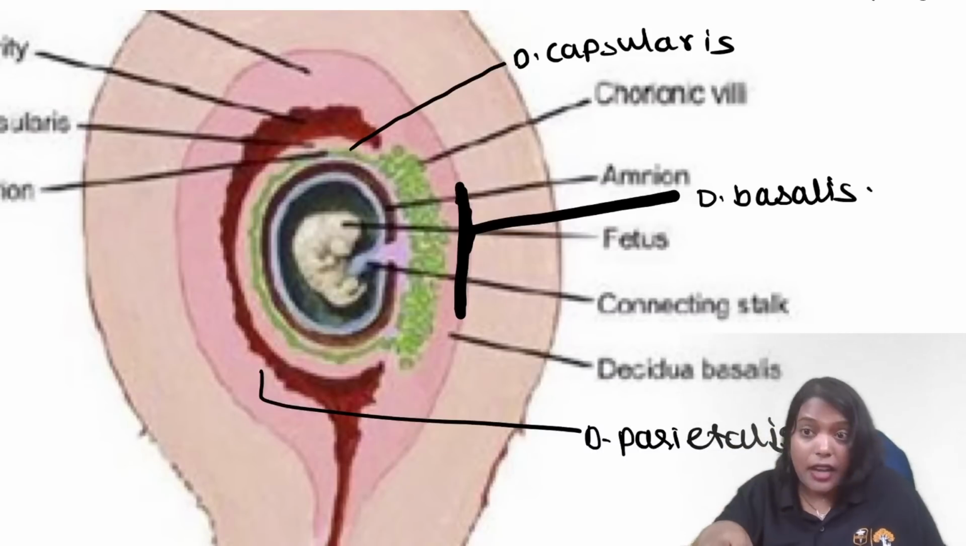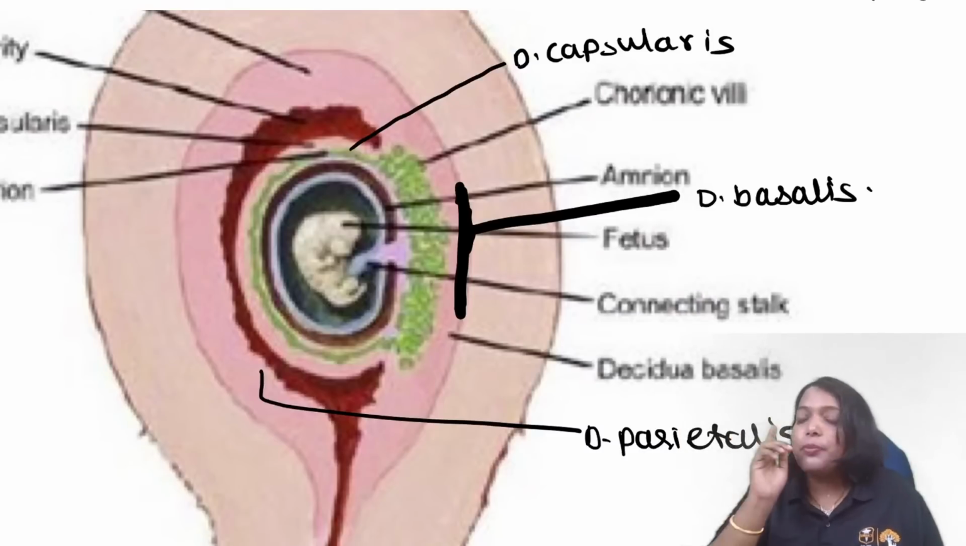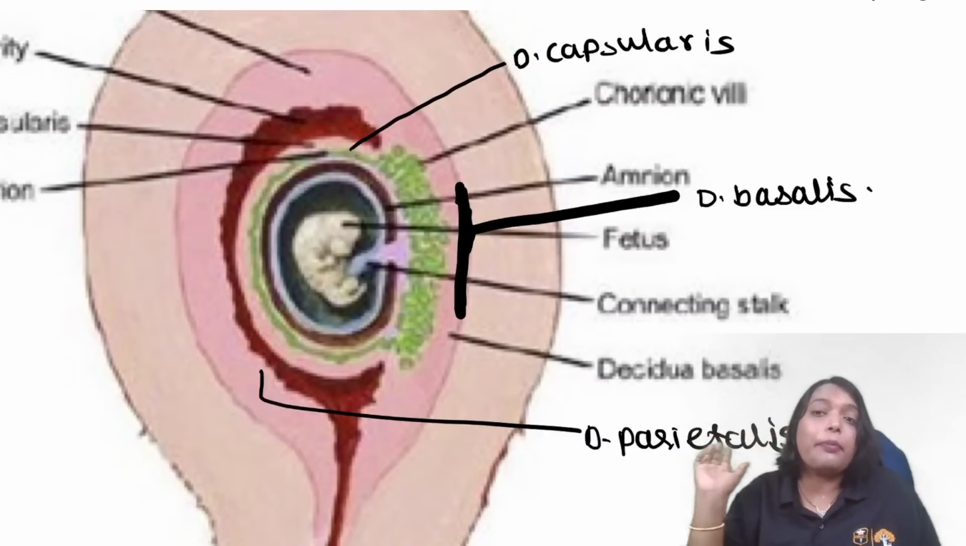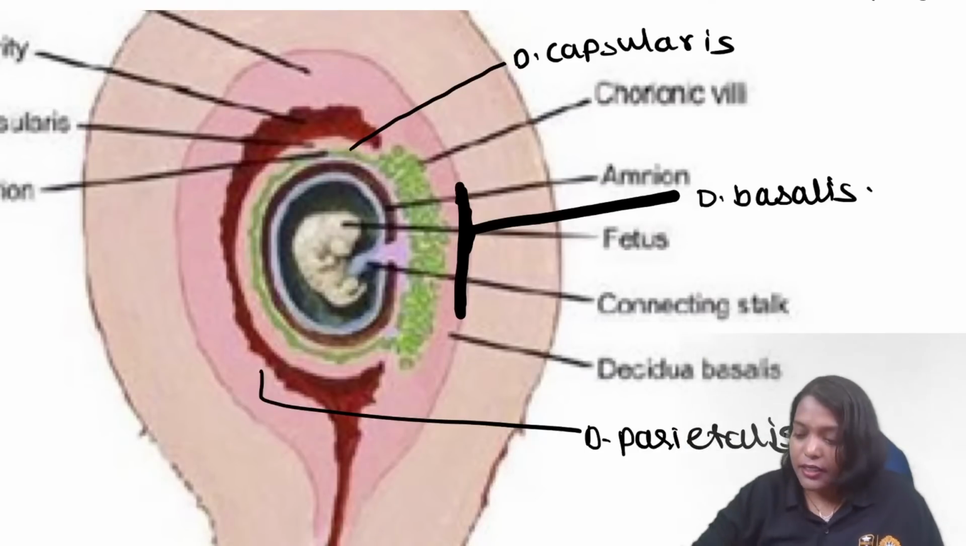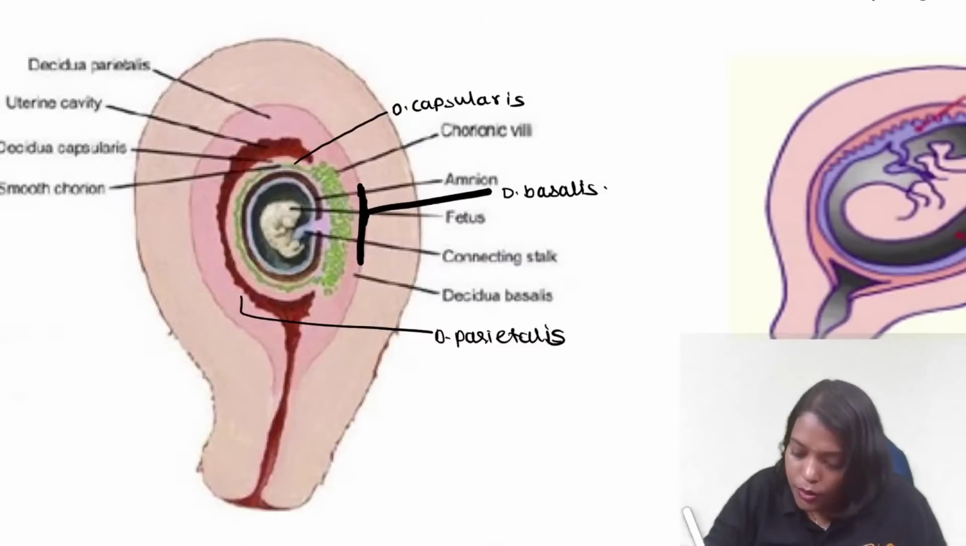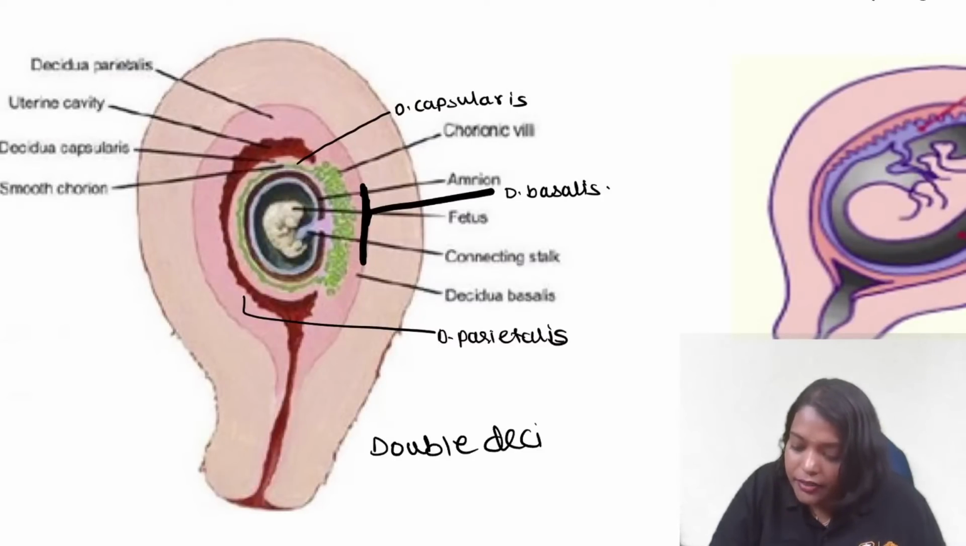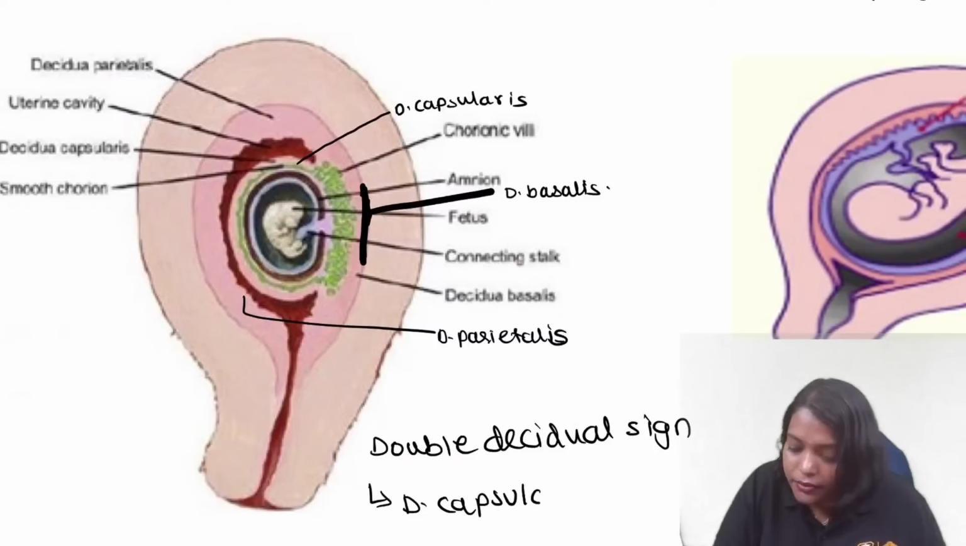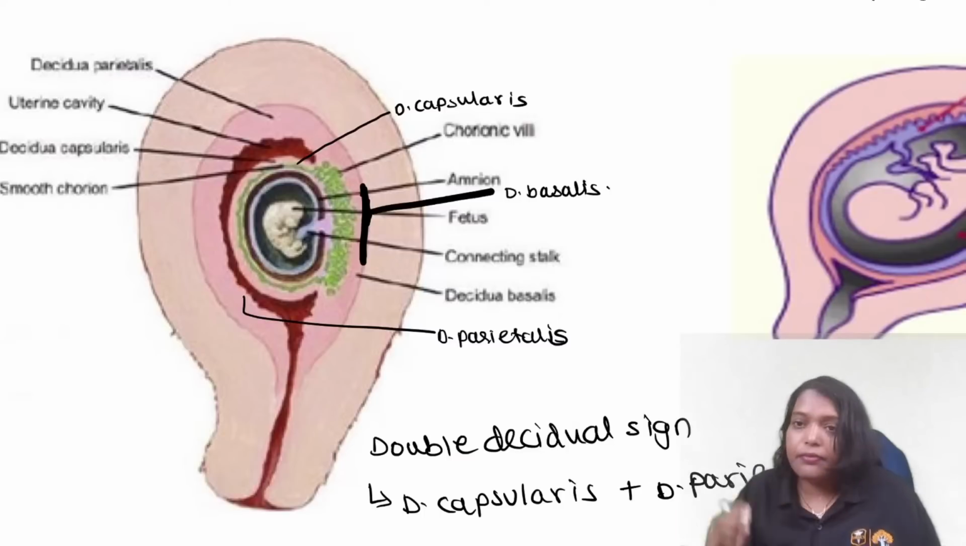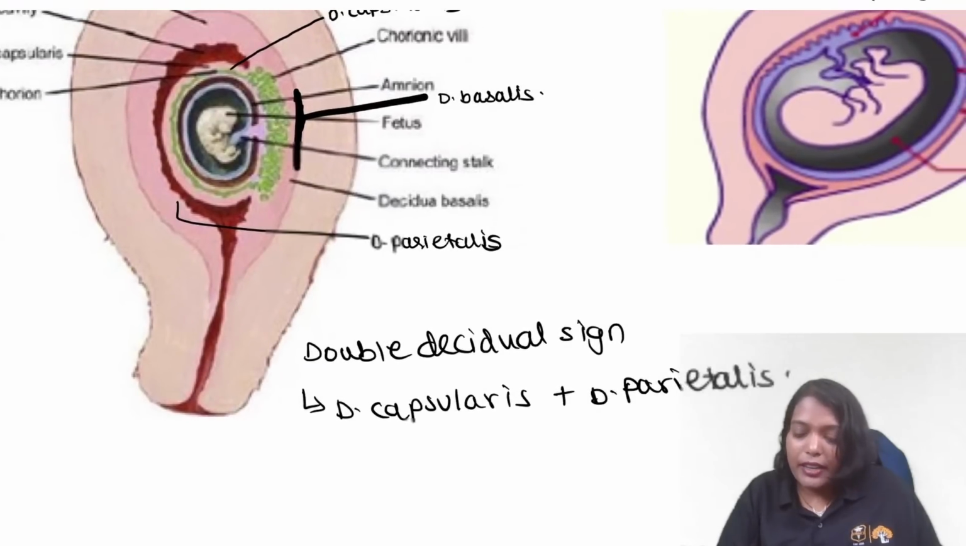When you see this in ultrasound, you will feel that the gestational sac is covered by two rings. That is why we also call it the double decidual sign. This has been asked as an MCQ, guys. They've asked what layers form the double decidual sign. So remember the mnemonic: double decidual sign is formed by decidua capsularis plus decidua parietalis.